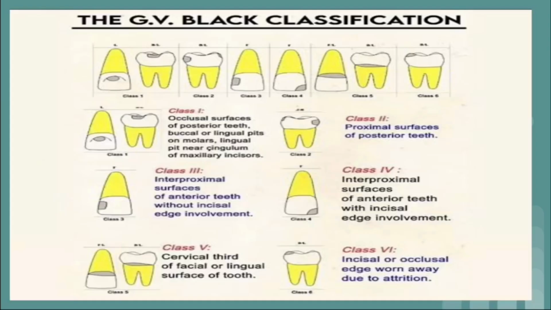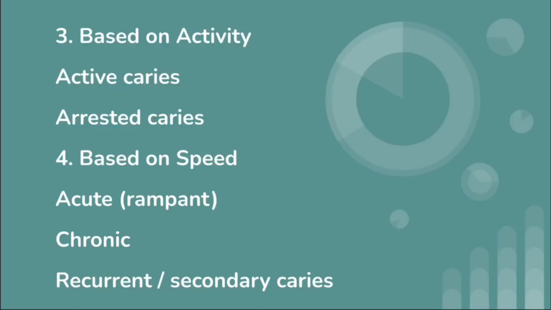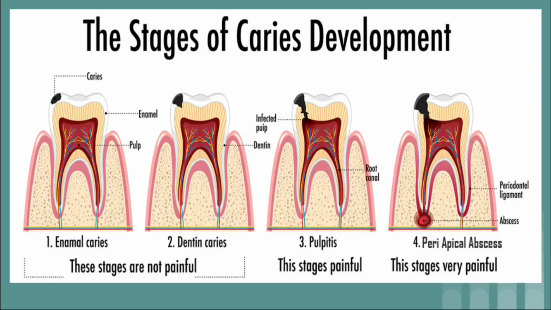Okay, next, this is also the classification, you can draw these diagrams. Here you can also see how they look: class 1, class 2, class 3, class 4, class 5, class 6. Next is based on activity: active caries and arrested caries. Next is based on spread: acute, chronic and recurrent caries.